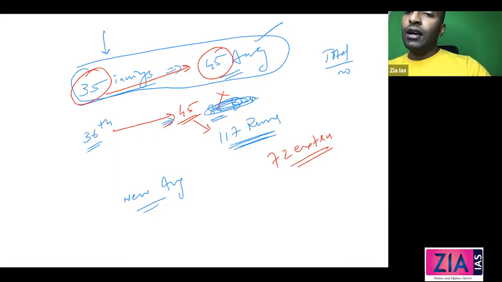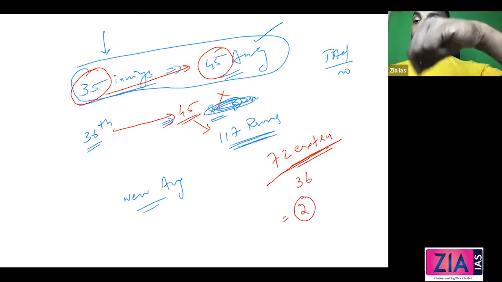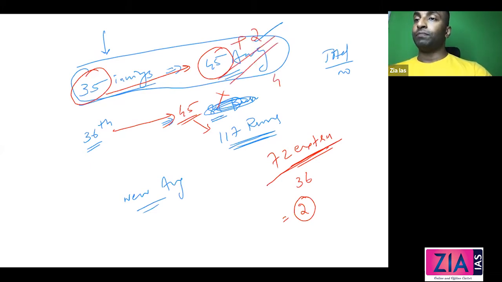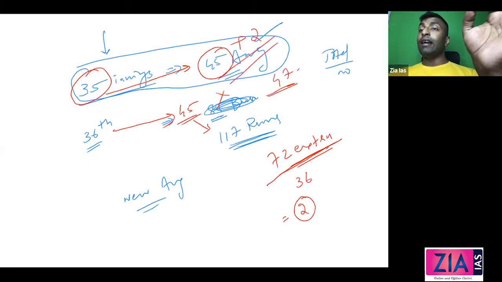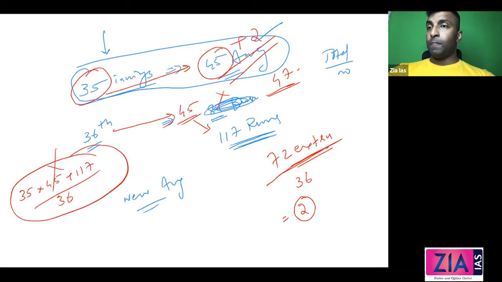How much will it increase? You don't want to multiply 35, 45, then 117 and all. Just divide the 72 by 36. So what is that? 2. Average will be increased by 2. What was the original average? 45 plus 2, 47. Is that clear? This is what you will get when you do this calculation: 35 into 45 plus 117 divided by 36. I don't want you to do this.